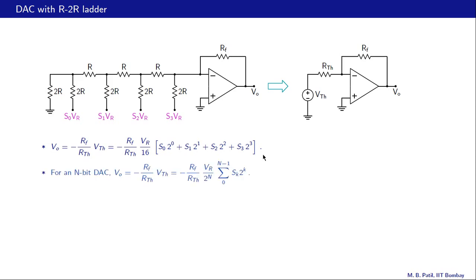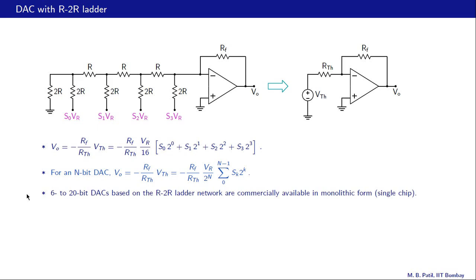And this can be extended to n bits, and we can then write, for an n bit DAC, VO is minus RF by RTH times VTH, which is minus RF by RTH VR by 2 raised to n times the summation from 0 to n minus 1 of SK 2 raised to k. Like we said earlier, electronics is full of clever things, and the R2R ladder network is definitely one of them.